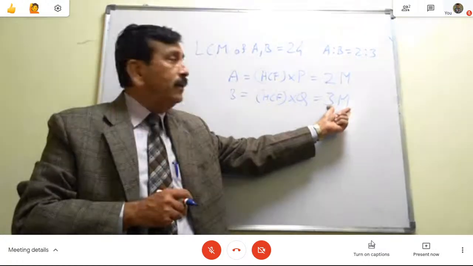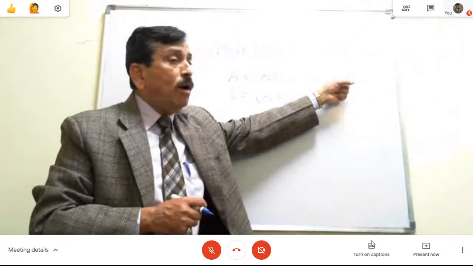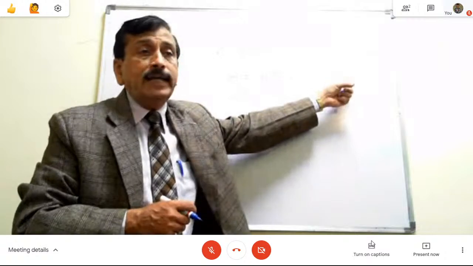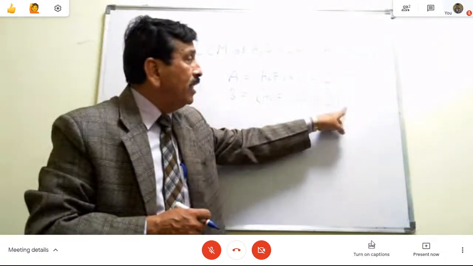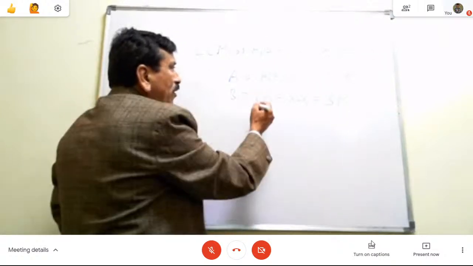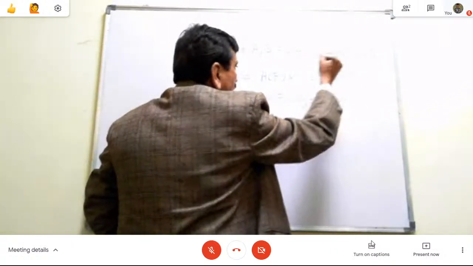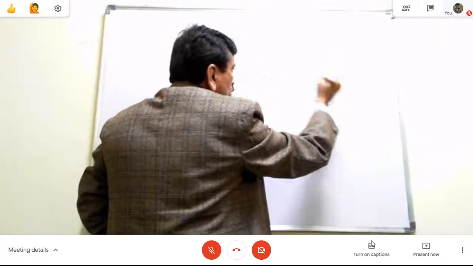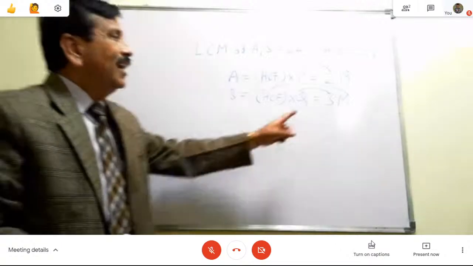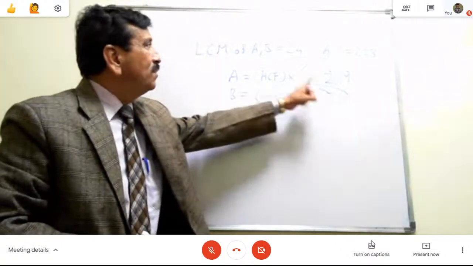Now if you realize here, M happens to be the common factor to A and B both, and it is the highest one because 2 and 3 don't have anything common. So M happens to be the HCF, and therefore P is equal to 2 and Q is equal to 3. And therefore we have M as HCF.